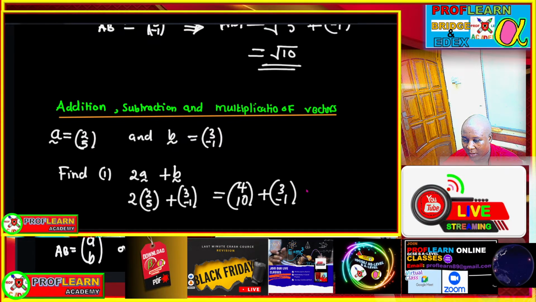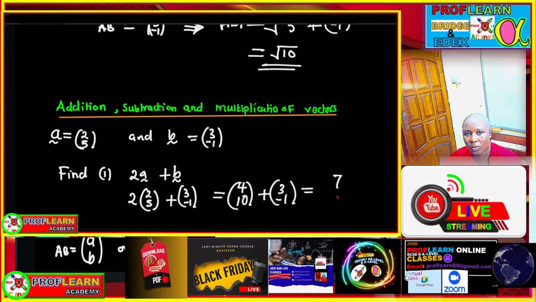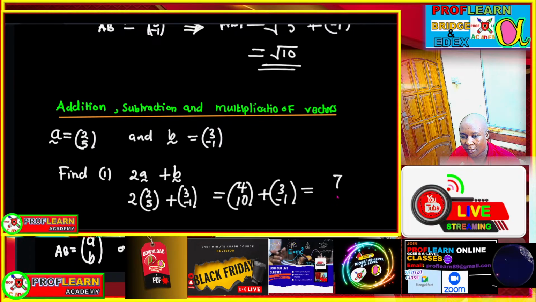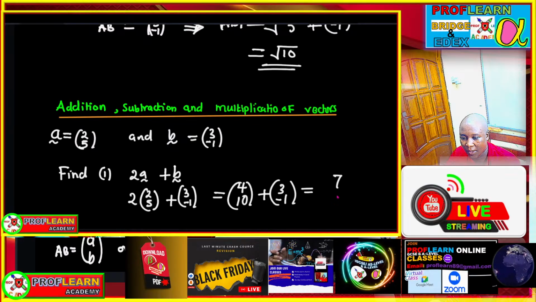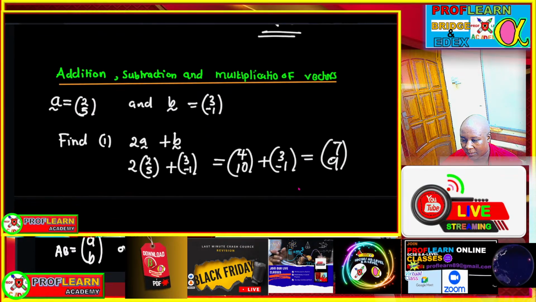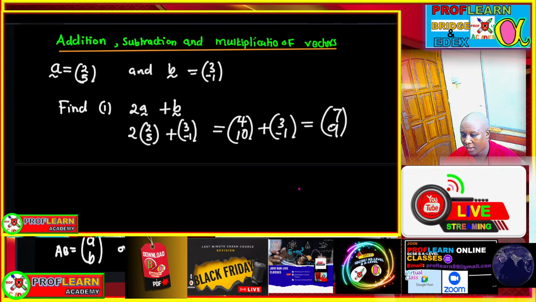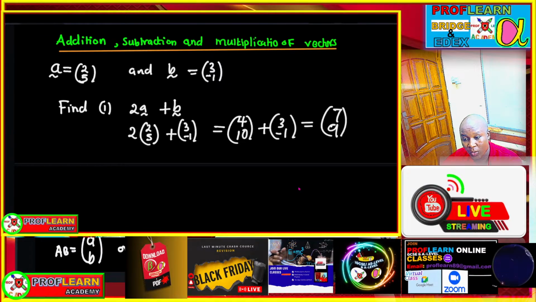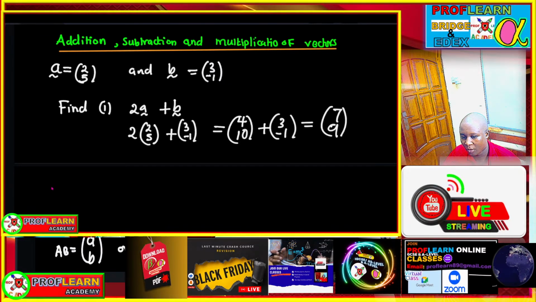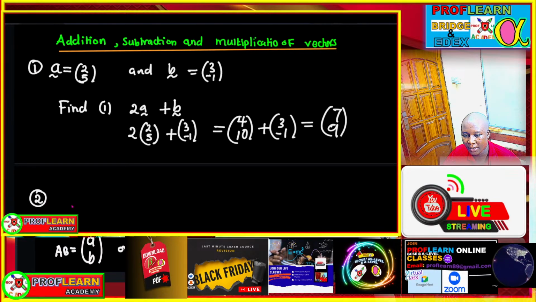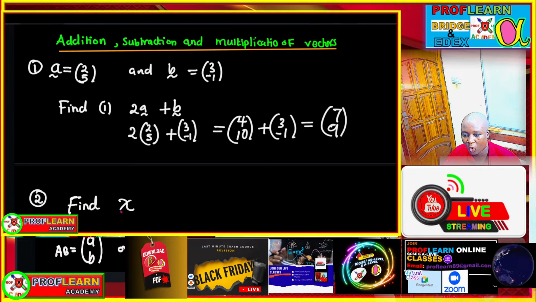Then we shall have plus (3, -1), and then if we add corresponding components, we are going to add the x components at the top and the y components at the bottom. So we shall add 4 plus 3 and 10 plus negative 1, so that we can get the answer there. That is addition of vectors. Of course, you may be given unit vectors. It's just the same approach, but you add i components and j components.